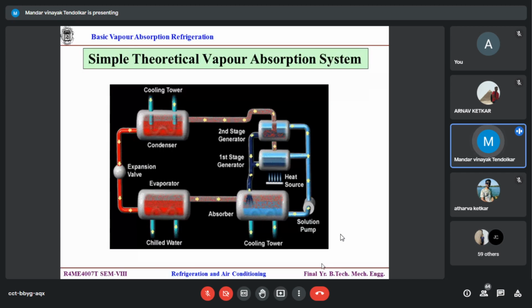So even though you do not have electricity, or you have a very severe load shedding of 8 hours or something like that, and you want the refrigeration effect, you use the vapor absorption system. So this is how it works.